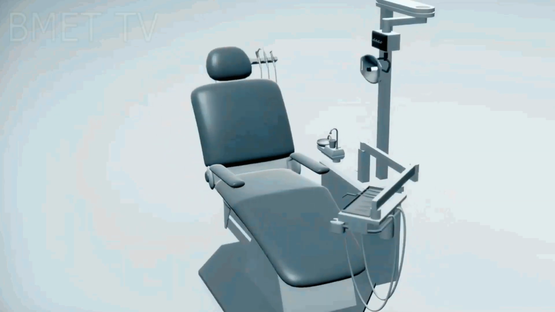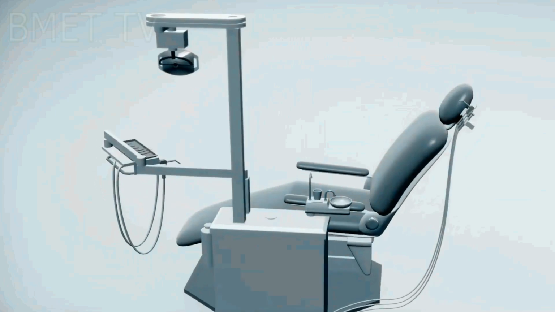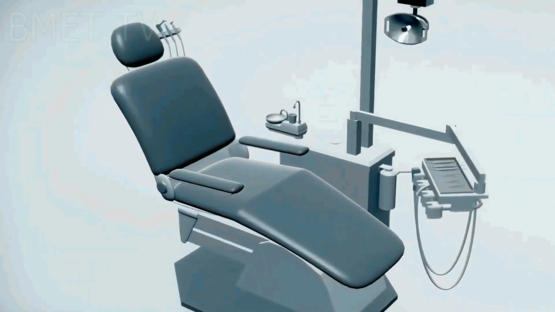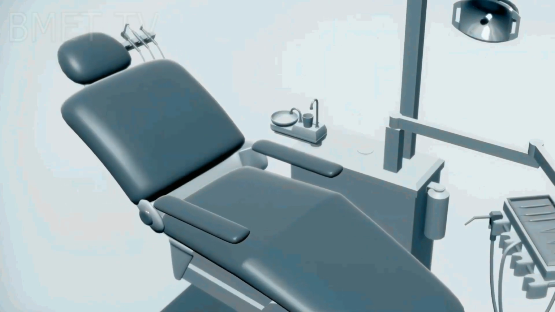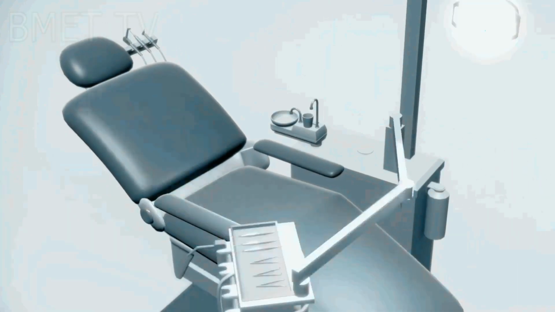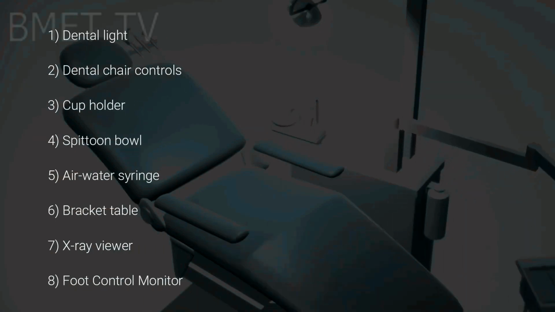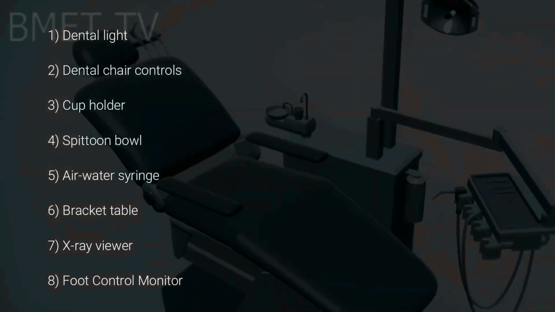There are several components of a dental chair that it might seem overwhelming. However, these components are fashioned in such a way to deliver comfort, convenience, and functionality to the patient, the dentist, and the overall dental procedure. We will be discussing 8 of these components, namely dental light, dental chair controls, cup holder, spittoon bowl, air water syringe, bracket table, and X-ray viewer.